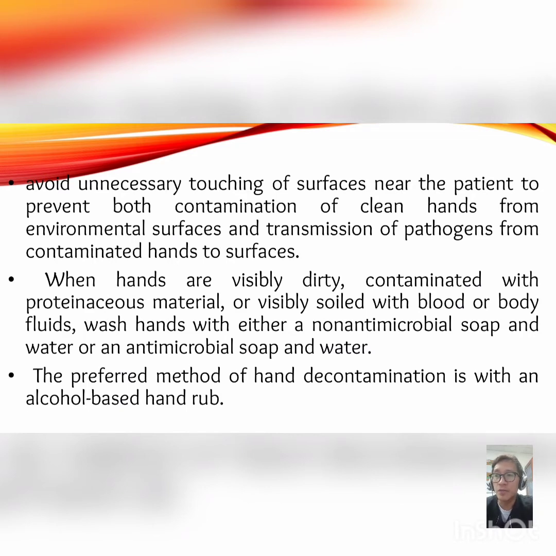Now, during the delivery of care, healthcare workers should avoid unnecessary touching of surfaces near the patient to prevent both contamination of clean hands from environmental surfaces and transmission of pathogens from contaminated hands to surfaces. Hand washing with either a non-antimicrobial soap and water or an antimicrobial soap and water is very important, especially if your hands are visibly dirty, contaminated with proteinaceous material, or visibly soiled with blood or body fluids.